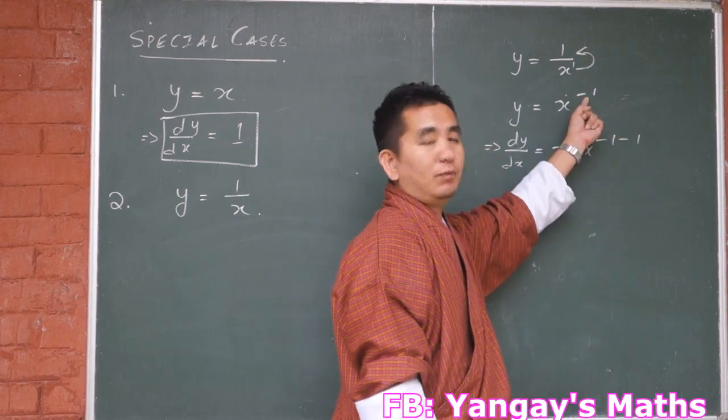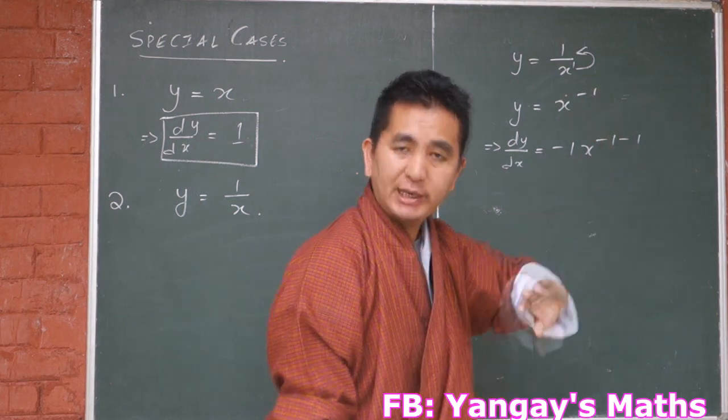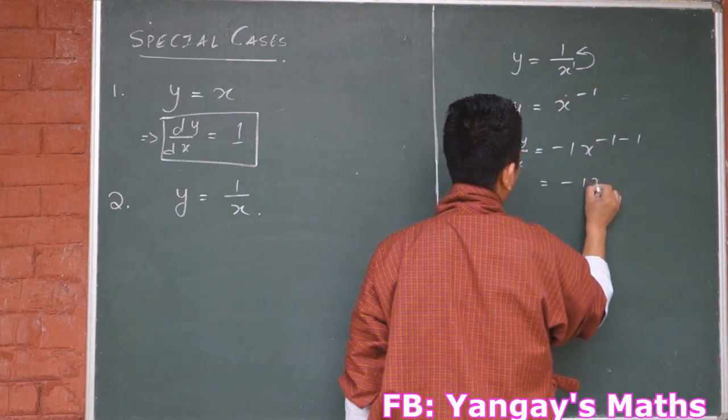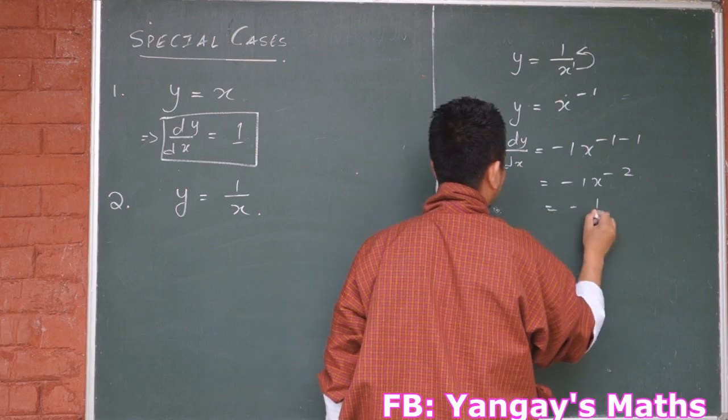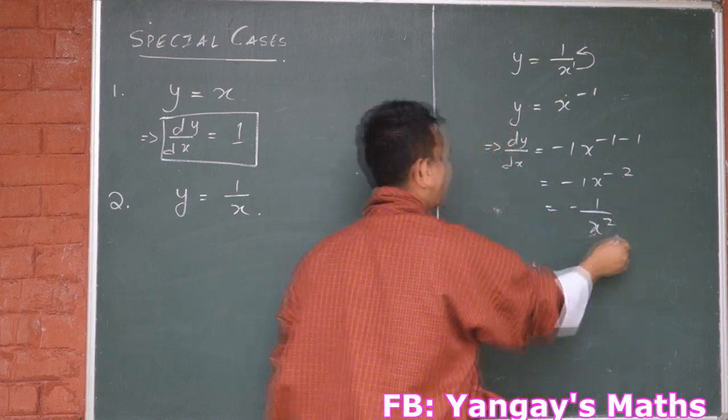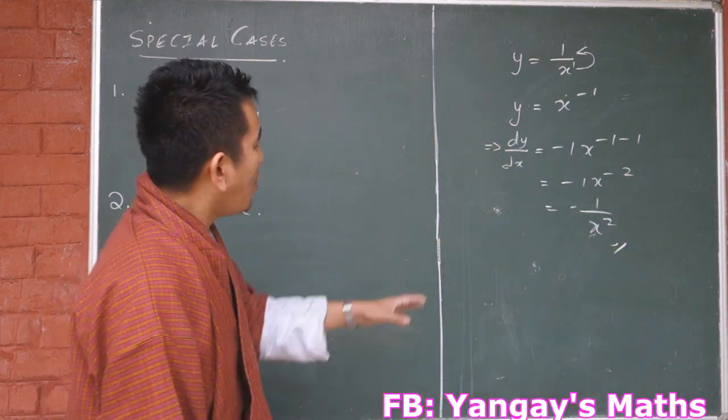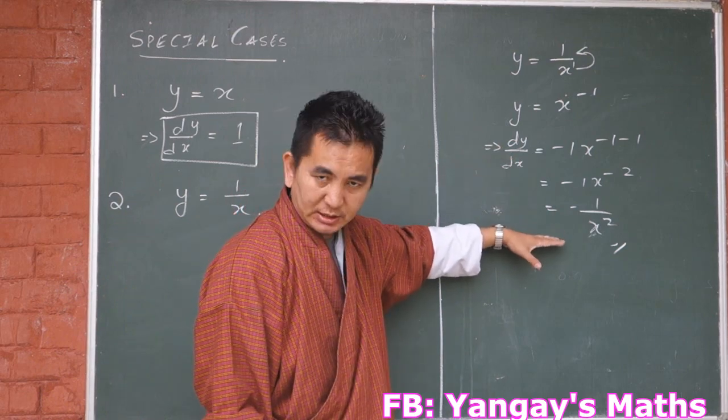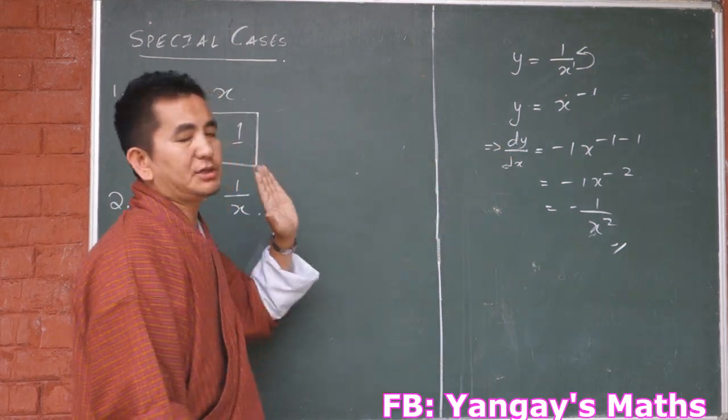The n value here is negative 1. So negative 1, x to the power negative 1 minus 1, which is equal to negative 1, x to the power negative 2, which is negative 1 divided by x squared. Isn't it? Bring minus 2. So now we will not follow this long process. That is why please follow these special cases.